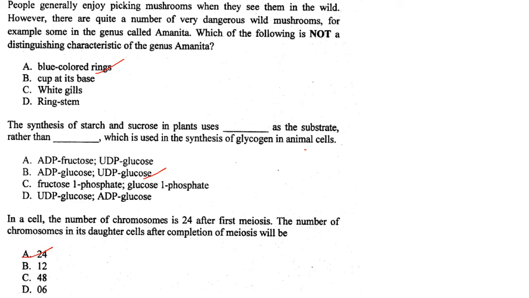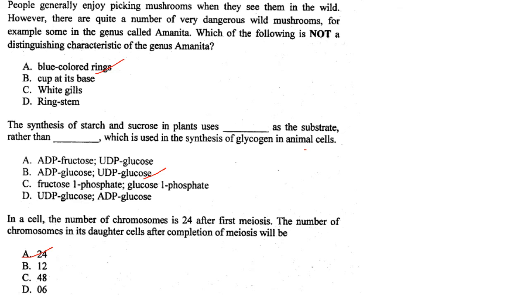The next one. The synthesis of starch and sucrose in plants uses ADP glucose as the substrate rather than UDP glucose, which is used in the synthesis of glycogen in animal cells. So synthesis of starch and sucrose in plants uses ADP glucose. And for glycogen synthesis in animal cells, they use UDP glucose.